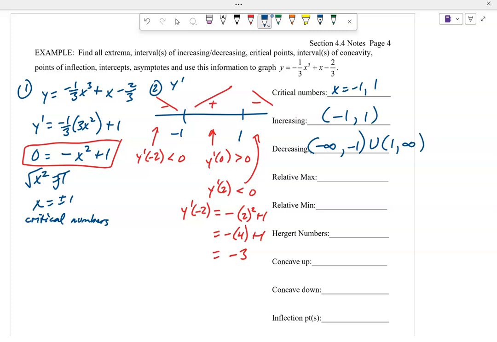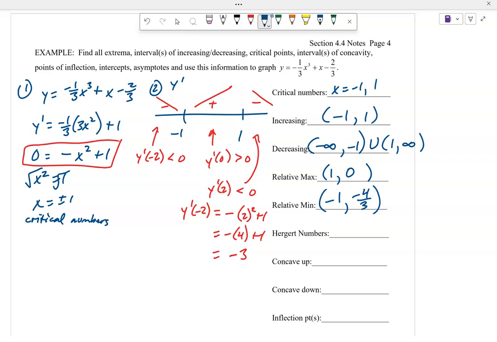I have a relative max at 1, at x being 1. I throw that into the original. I get negative 1/3 plus 1 minus 2/3. That would be 0. Throw that into the original function. I have a relative min where I decrease and then increase. So that'd be at negative 1. I throw negative 1 into the original function, and my relative min will end up being negative 4/3. Okay, so we've answered all the first derivative test stuff here.